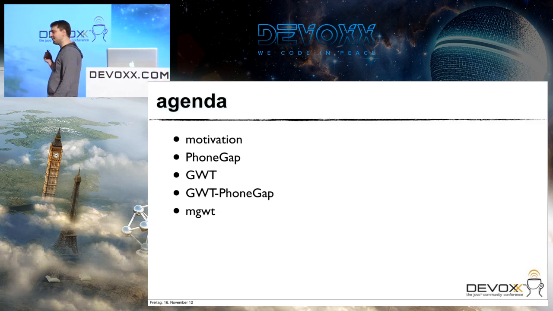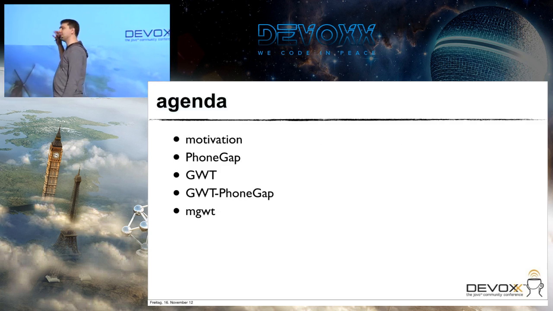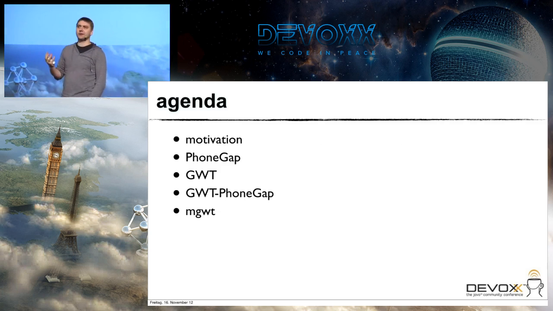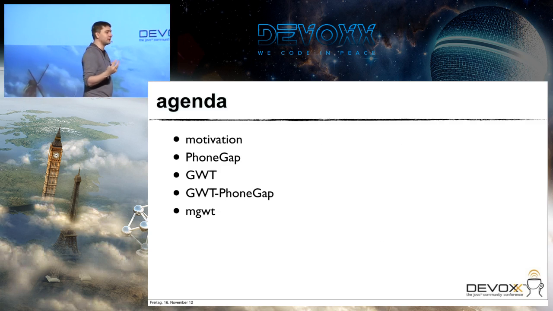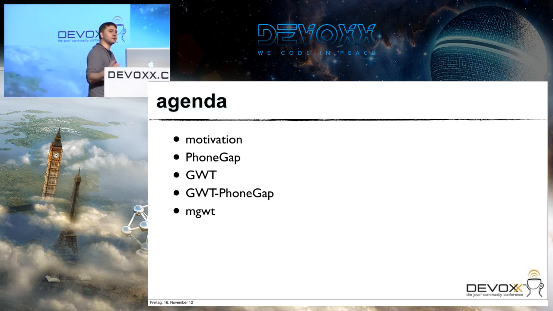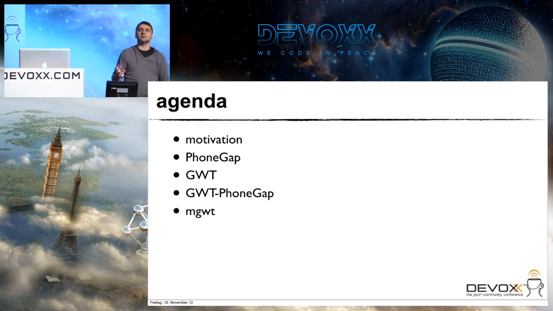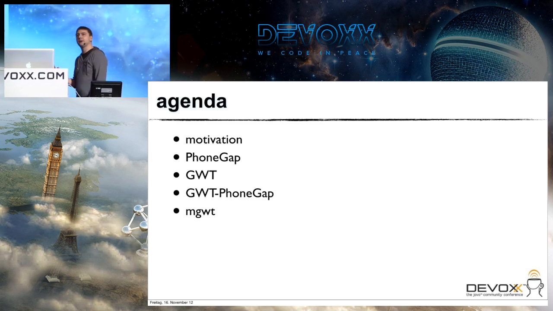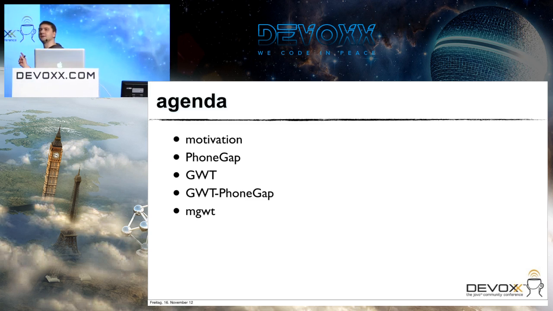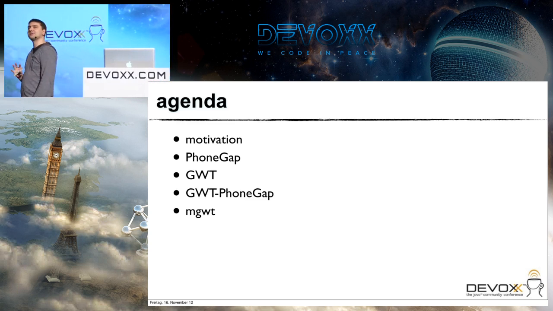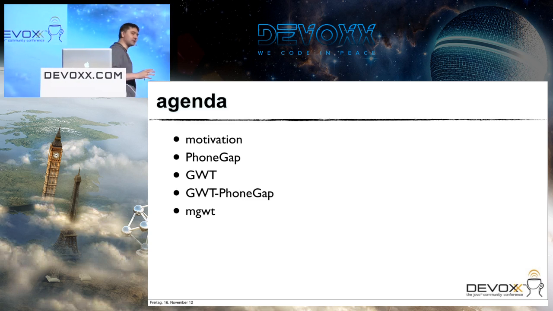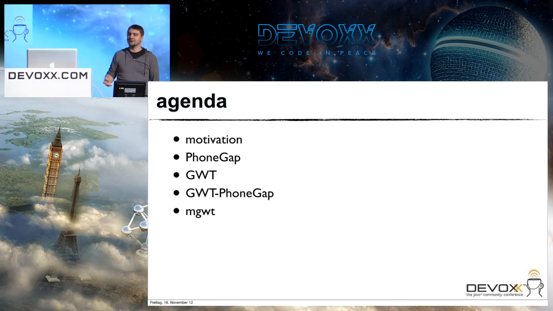the talk's going to be split up in several parts. I'm going to talk about 50 minutes about why it's a very good idea to write mobile applications with GWT. I'm going to introduce you to PhoneGap and GWT for those of you who aren't GWT developers. By the way, who knows what GWT is? Okay, almost everyone. Great. And I'm going to talk about two open source projects, GWT PhoneGap and mgwt.